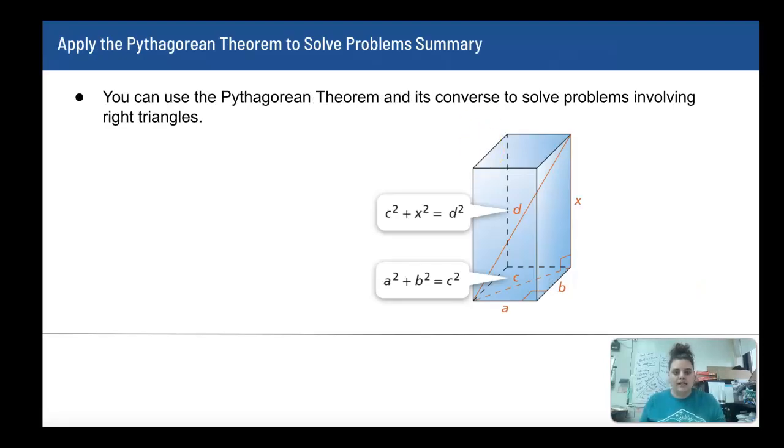All right, summarizing. You can use the Pythagorean theorem and its converse to solve problems involving right triangles. Here we have an example. Okay, so if I want to solve this for finding the diagonal of a box, if I know the length, the height, and the width, I would first do the bottom portion using A, B, and C to find C, and then use C and X to find this D as a final answer. So I can use that Pythagorean theorem to help me solve problems.